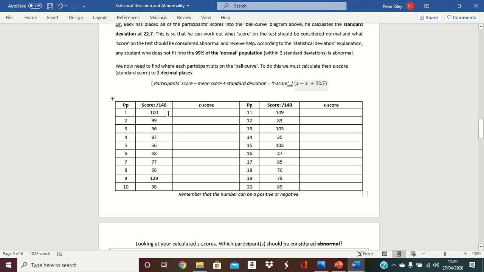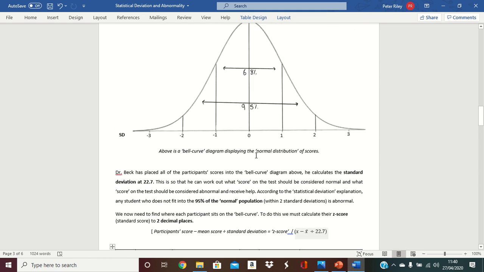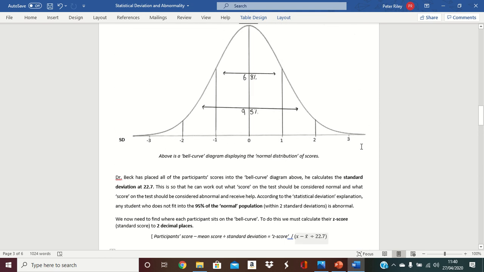So what we need to do to work out whether or not each individual participant is normal or abnormal according to this approach is we take their individual participant score, so say a participant scored 100, we subtract the mean score, the average score that you have already calculated, from the participant score, and then we divide that number by the standard deviation, which is 22.7. Once we've done that, it will produce the z-score. Now, the z-score should range between -3 and +3. So it could be a negative number, it could be a positive number.